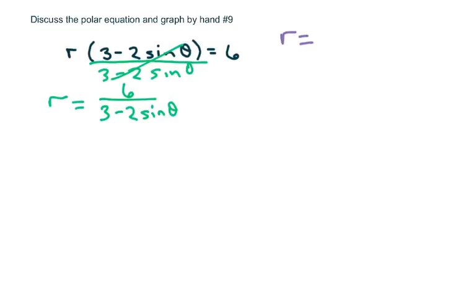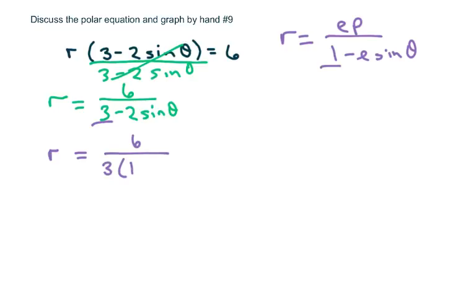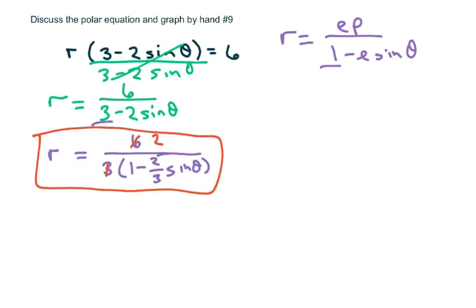And our form is r equals EP over 1 minus E, not cosine, but sine of theta. This is not in the right form because we need a 1. So I'm going to factor out the 3. When you factor out a 3, you're going to get 1 minus 2/3 sine of theta. So 3 goes into 6 2 times. So there's our equation basically. And EP equals 2.